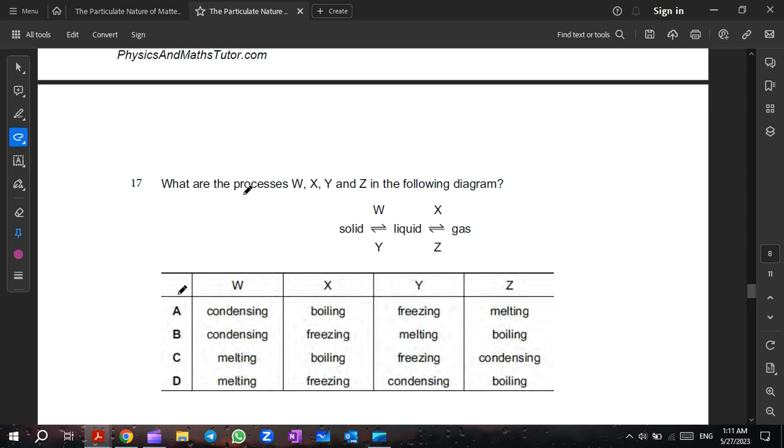What are the processes W, X, Y, and Z in the following diagram? So we know that a solid to a liquid is melting. Then X, liquid to a gas, is boiling. A liquid to a solid is freezing, and a gas to a liquid is condensation. C meets all the requirements, so let's go with C.